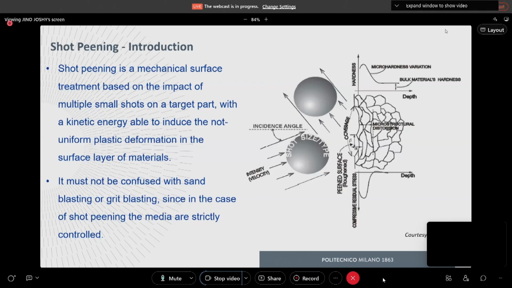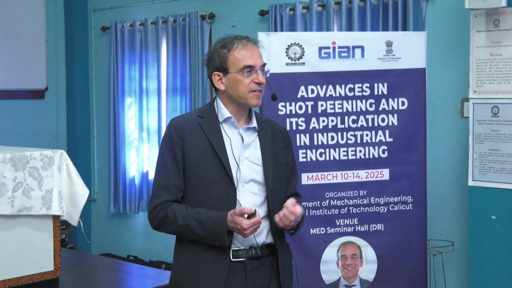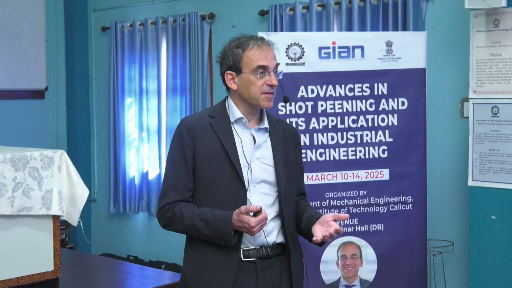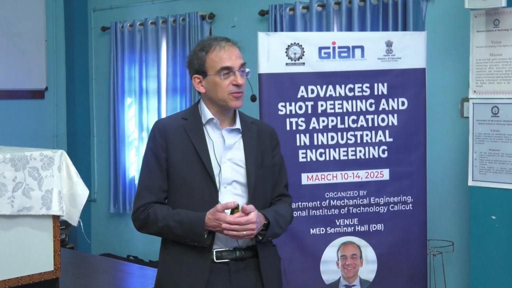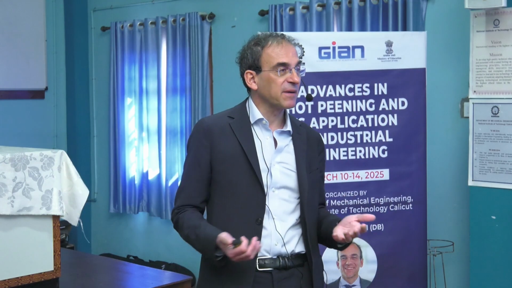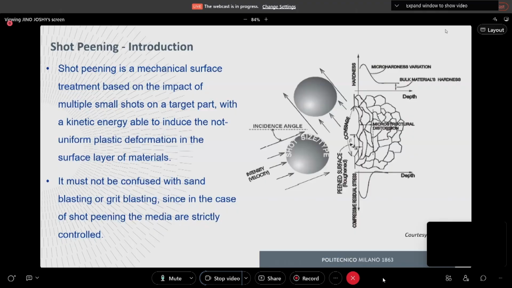It's important to notice that shot peening is sometimes confused with sandblasting or grit blasting, but it is a very different treatment. Sandblasting and grit blasting are used just for finishing purposes, to change and to polish the surface, to make the surface smoother, but not for fatigue. This can have some effect on fatigue, but the main scope is not that. It's just changing the finishing of the surface. And the media are not controlled. We have sand, grains, and so on.